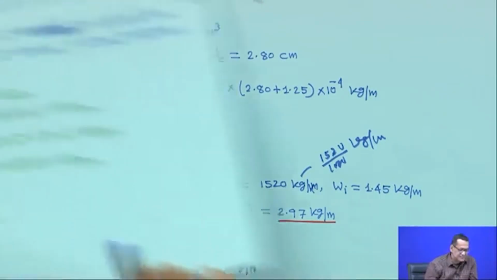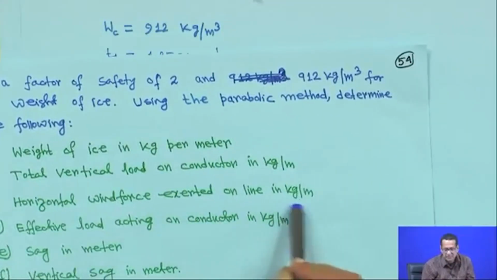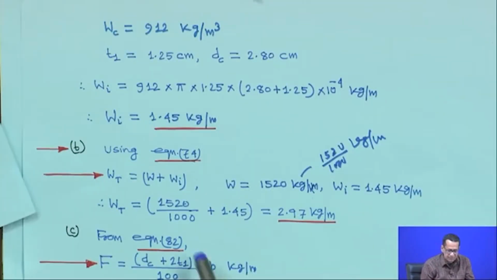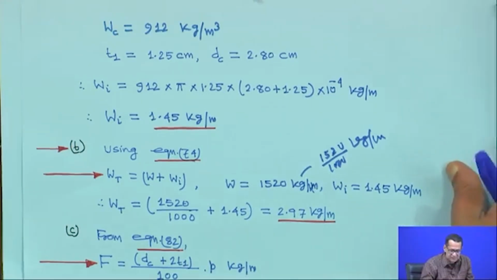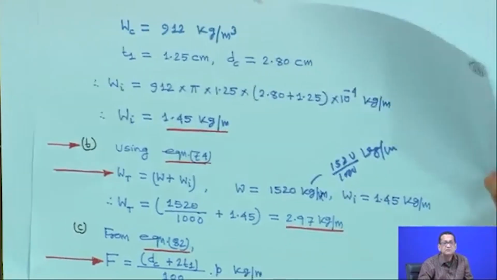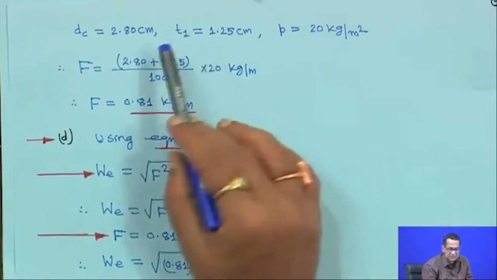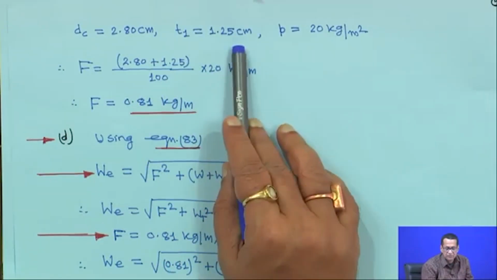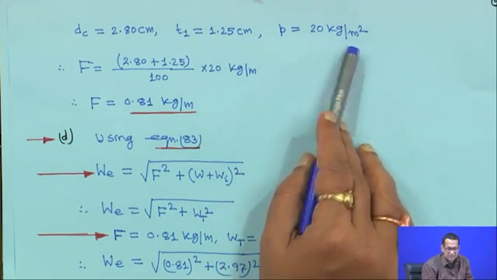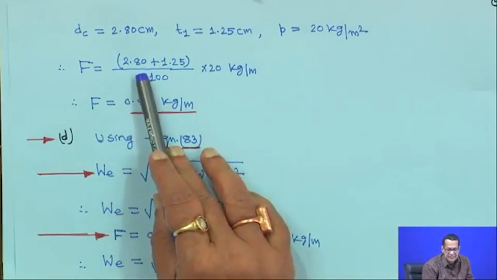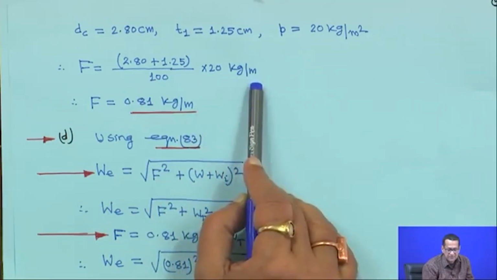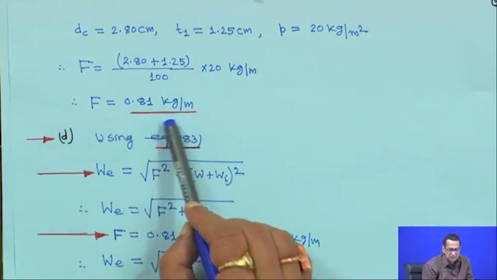Then C is horizontal wind force exerted on line in kg per meter. From equation 82, F is equal to (d_c plus 2T_1) upon 100 into P kg per meter. d_c is known, P is given, T_1 is known, so you can easily compute this. d_c is 2.80, T_1 is 1.25, P is 20 kg per meter square. Therefore, F is equal to (d_c plus 2T_1) by 100 into 20 kg per meter. So, F is equal to 0.81 kg per meter.